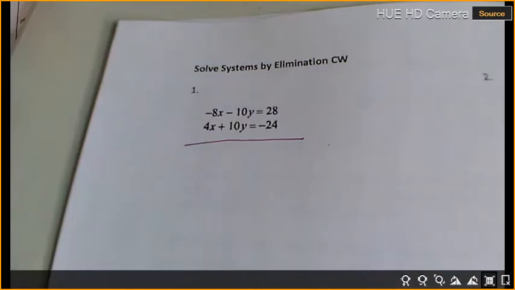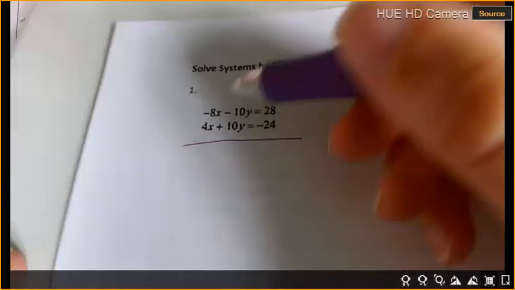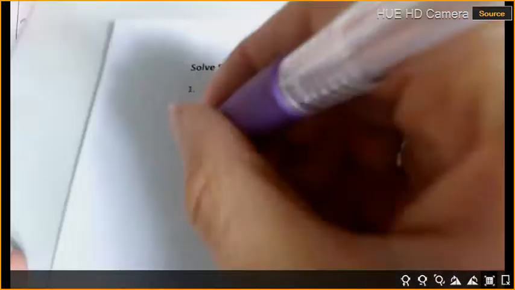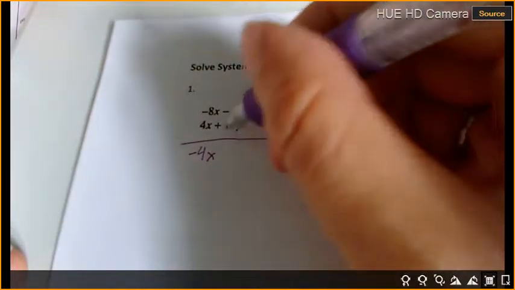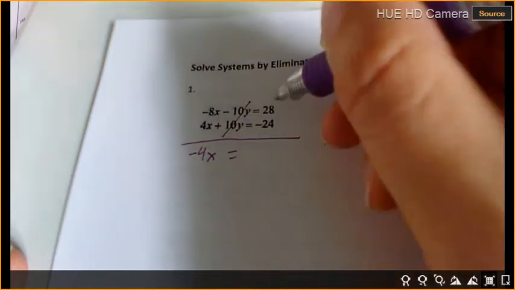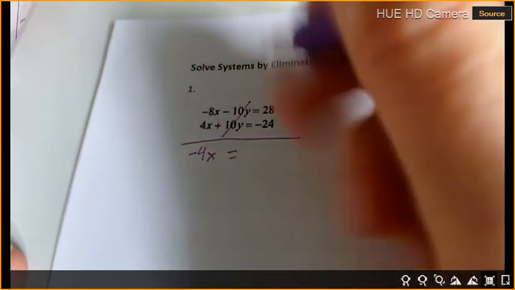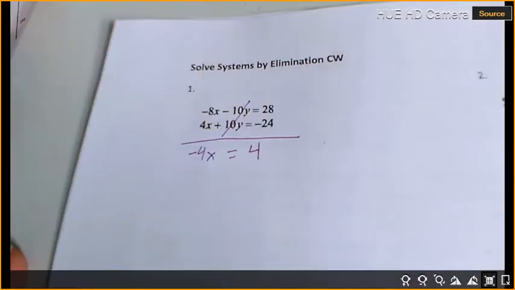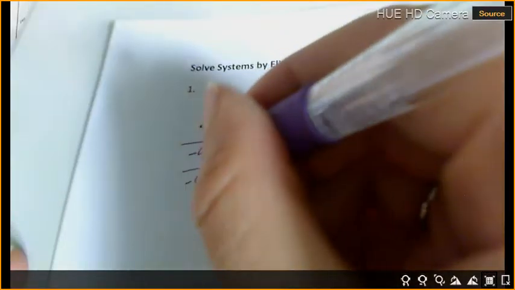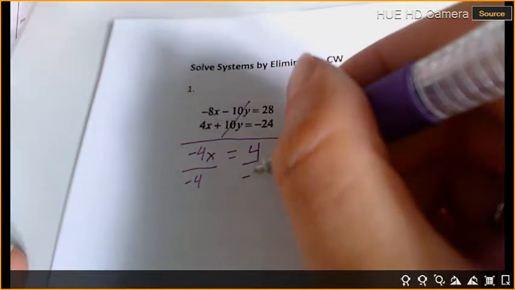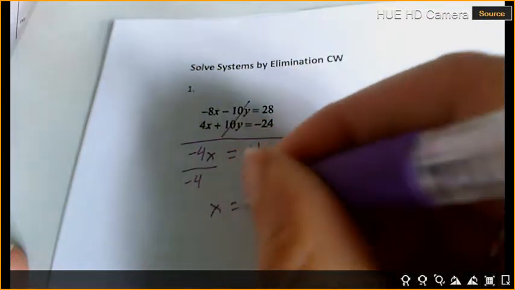These first ones, which letter is going to disappear if I add them together? X or Y? Y. Negative 8x plus 4 is negative 4x. Negative 10y plus 10y doesn't give me anything. And 28 minus 24 gives me 4. Then I'm simply going to divide both sides by negative 4. And I get x equals negative 1.